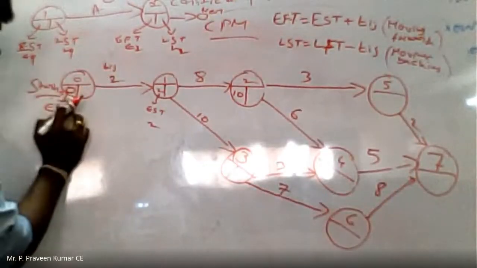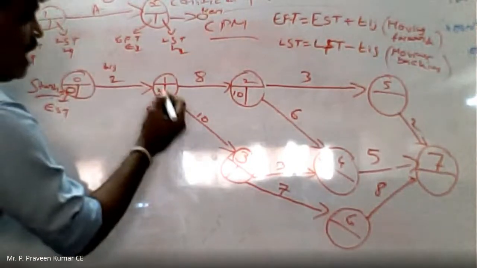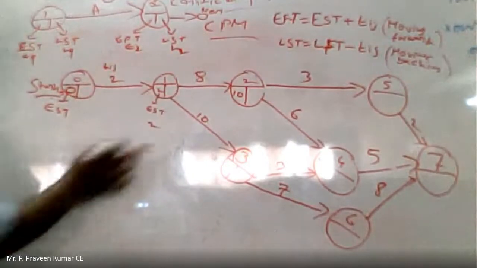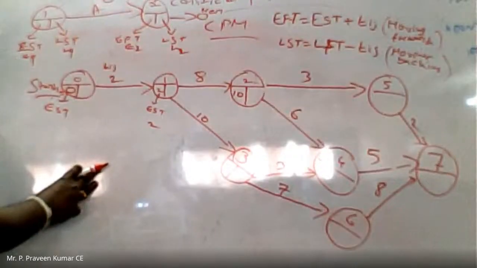By assuming 0, the next EST I have calculated for the other activity. Now I got the EST time as 2. Here there is no 0. Okay, sir. Did you get the point or not?